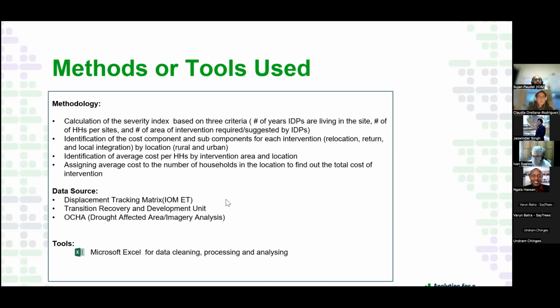The data source I used was displacement tracking matrix data provided by Ethiopia, and also cost provided by the Transition Recovery Unit, and also the imagery analysis data provided by OCHA. The tool that I use is basically Microsoft Excel to compile all the data that I had, to clean them, to process and analyze, and to come up with a solution.